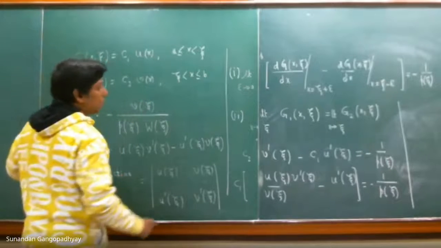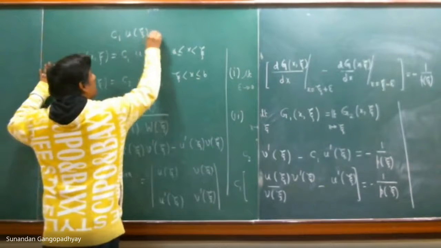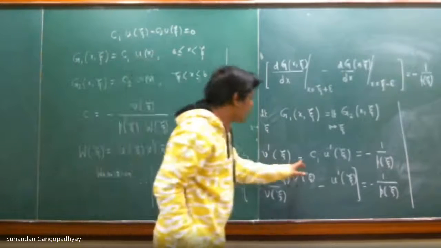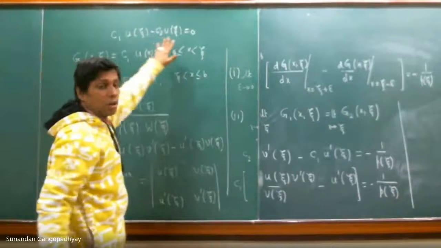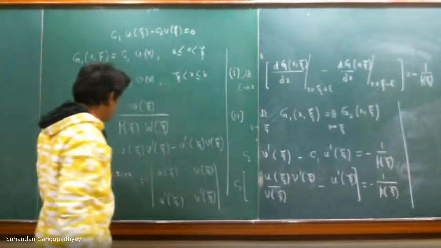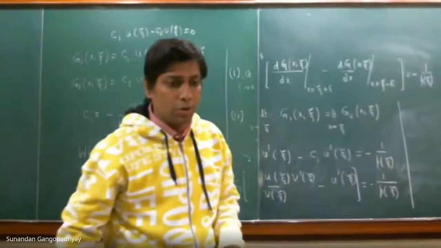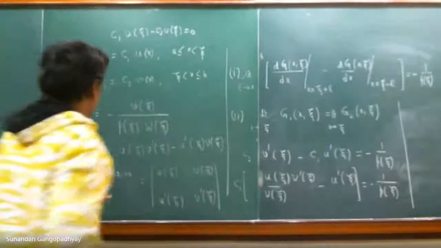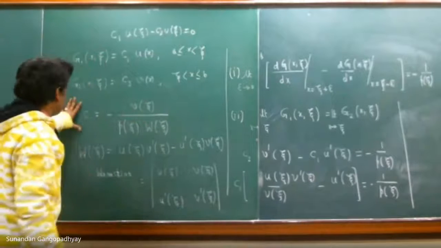So that is clear because you had two equations. One of the equations was c1 u xi minus c2 v xi equals 0, and c2 v prime xi minus c1 u prime xi is equal to this. If you want a non-trivial solution for c1 and c2, then the condition is that the determinant formed by the coefficients must not be equal to 0. So this determinant is nothing but the Wronskian, and you also have the value of C1.